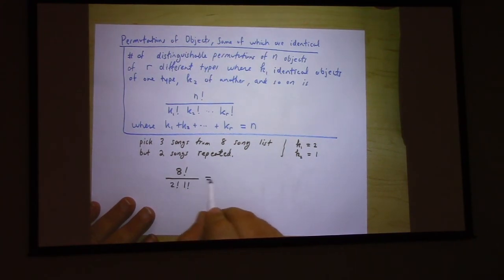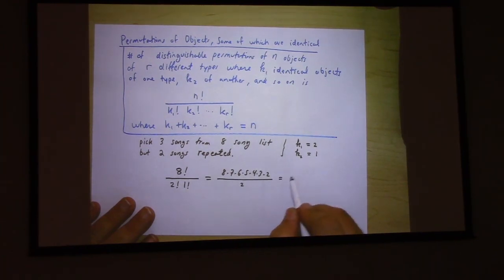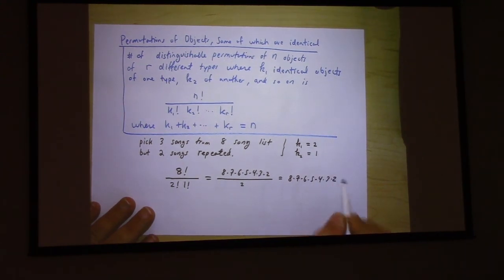It seems wrong to me. This cannot be right. It seems way too big to me. Maybe I'm just not seeing it. Let's try this out. So what do we got? 8 times 7 times 6 times 5, 4 times 3 times 2, divided by 2. Wow, that's a lot, isn't it? Oops, the 2's cancel. Are there really that many? I just don't believe it.